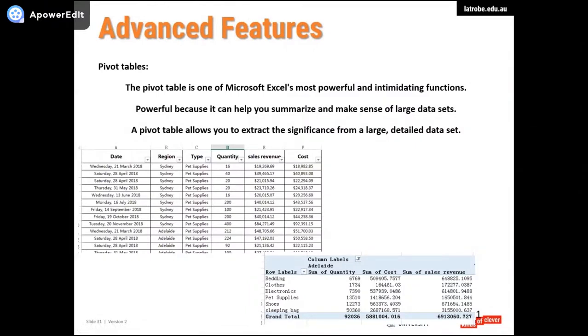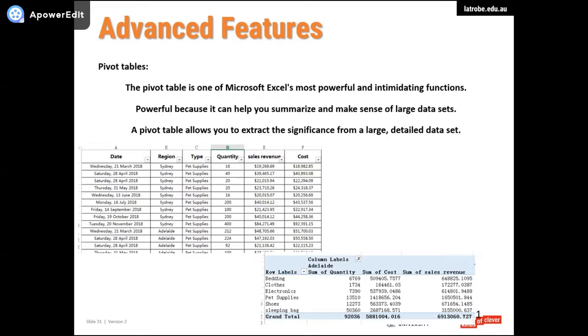So the first one is called the pivot table. Pivot table is one of the most powerful and intimidating functions in Excel. So why is it powerful? Because it can help you summarize and make sense of a large data set almost immediately. So a pivot table allows you to extract significance from a large and detailed data set. I will show you an example.